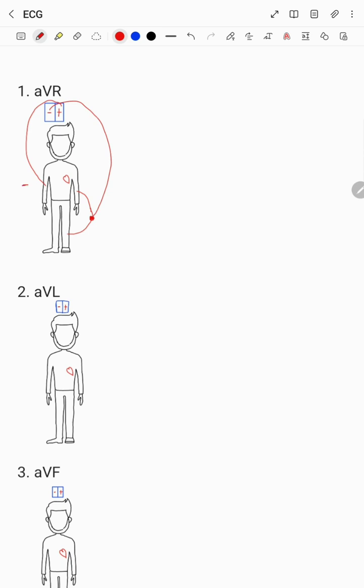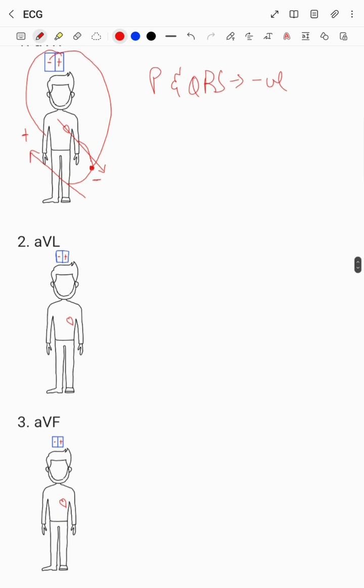This is negative, this is positive, this is negative. So the flow of current is like this and the direction of impulse is like this. Now both the vectors are in opposite direction.